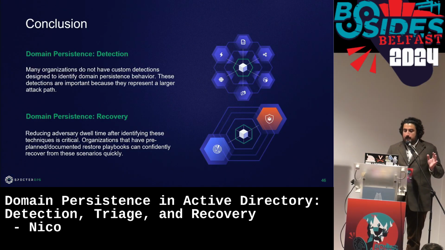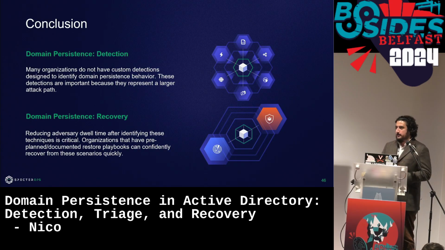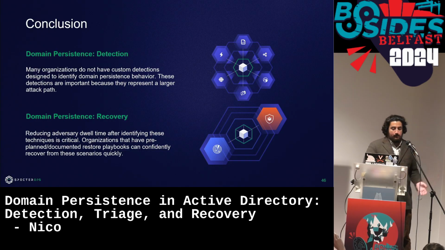So in conclusion, a lot of organizations don't have custom detections for this, right? They don't have runbooks for domain persistence behavior. They're important because they're part of that larger attack path. They are never in isolation. And when we're talking about recovery, we're trying to reduce that adversary dwell time and have playbooks to help you recover from those scenarios successfully.